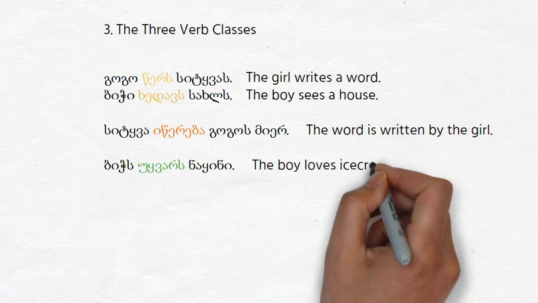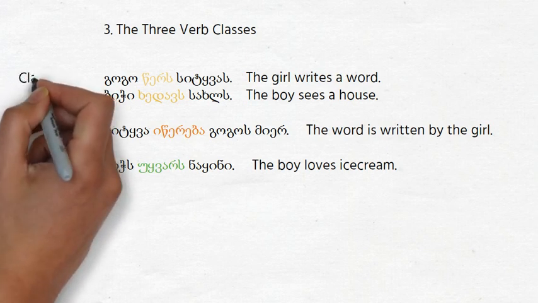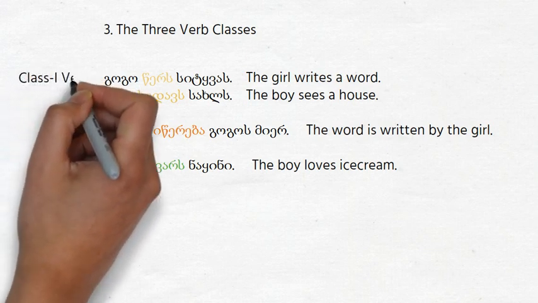Some sentences are structured differently, and the verb, the object and the subject are derived differently. For example, sometimes the subject is put in the dative case and the object is in the nominative case, like it's ereba gugos mir, the word is written by the girl, or bich skukwas nakrini, the boy loves ice cream.